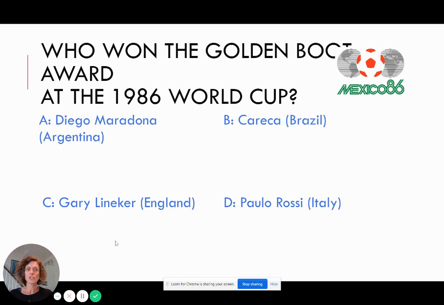Back to the original question, you can see, I hope now, comparing it to the last one, that Gary Lineker is the correct answer. Maradona was on the winning Argentinian team in this World Cup, but he didn't win the Golden Boot. Carrecha was the runner-up, and Paolo Rossi won the Golden Boot in the previous World Cup in 1982. So all of these are plausible incorrect answers, and you would have to know what you were talking about in order to be able to answer this correctly.